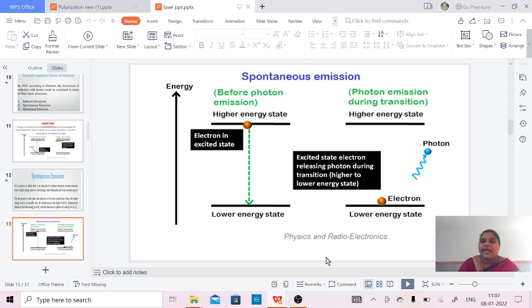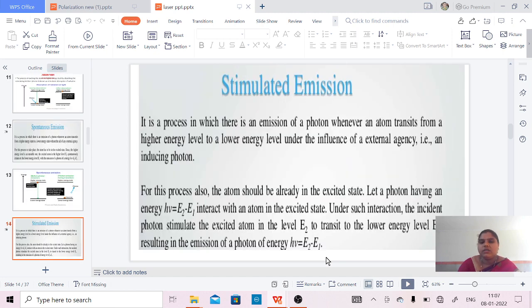For the absorption, it gains the photon energy and goes to the excited state, and for the spontaneous emission, it releases a photon whenever it comes from excited state to lower energy state. So whenever the electron is in the excited state, the excited state electron releases a photon during the transition from higher to lower energy state. Okay, and next, stimulated emission.